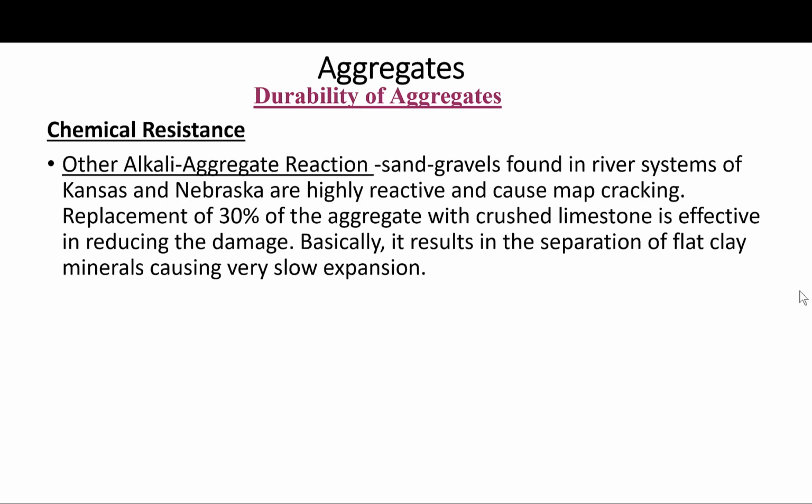Another form of the alkali reaction is the alkali carbonate rock reaction. Some sand gravels found in river systems of Kansas and Nebraska are highly reactive and cause map cracking. To solve it, replacement of 30% of the aggregate with crushed limestone is effective in reducing the damage. Basically, it results in the separation of flat clay minerals, causing very slow expansion. So this is one way to partially mitigate or alleviate the problem.